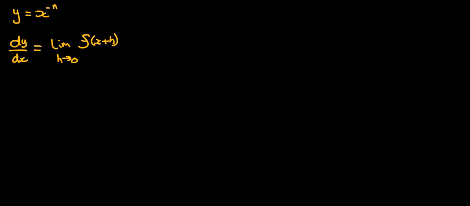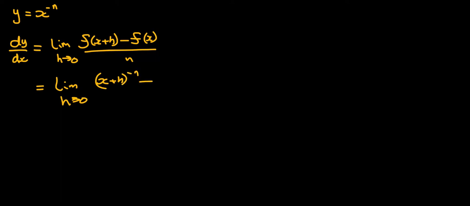This is the second video looking at the derivative of y equals x to the negative n. So let's write our limit: f(x plus h) minus f(x) all over h, as h goes to 0. So we've got x plus h to the minus n minus x to the minus n, all over h.